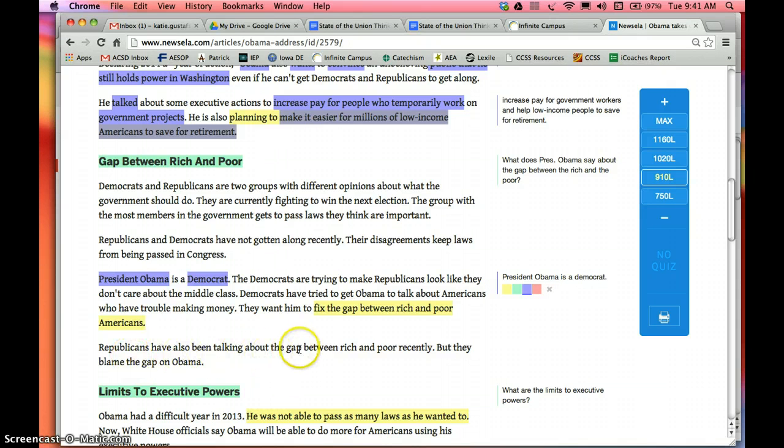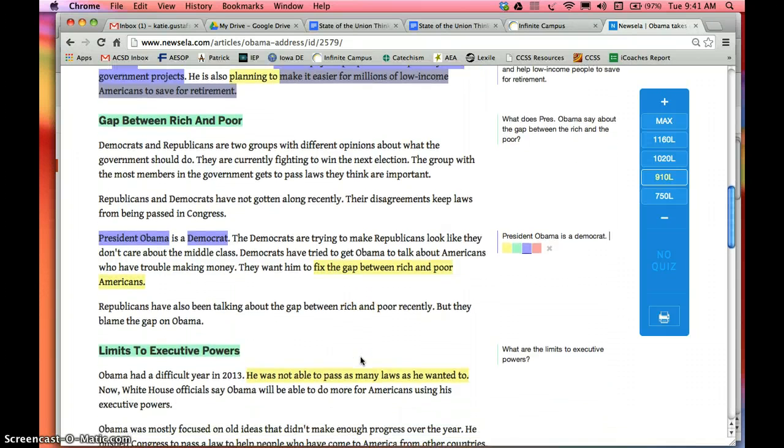Republicans have also been talking about the gap between rich and poor recently, but they blame the gap on Obama. What does the president say about the gap between the rich and the poor? I don't think there's really anything in this section that has answered my question that I created prior to reading. That's kind of a problem. I will talk about that in a later Think Aloud.